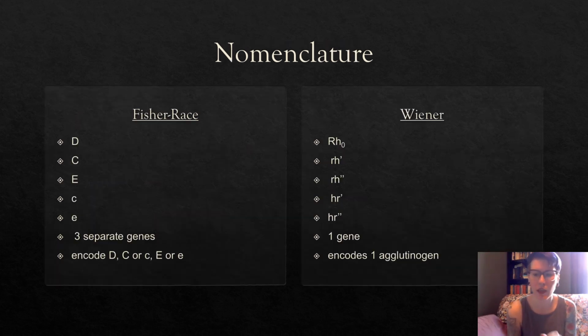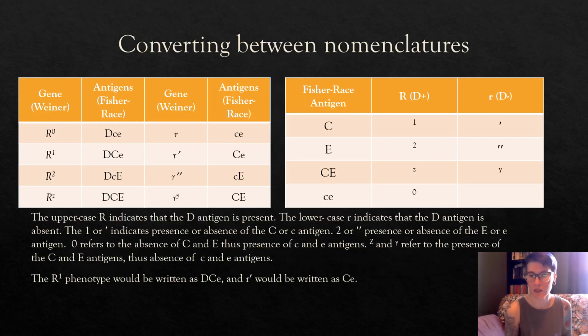This is just a recap of the nomenclature. We went over Fisher-Race. This is old Wiener terminology, what he originally proposed, which has been modified to an easier way to discuss it verbally. So this is a very important slide. I would study this until you are completely comfortable switching back and forth between Wiener and Fisher-Race terminology.